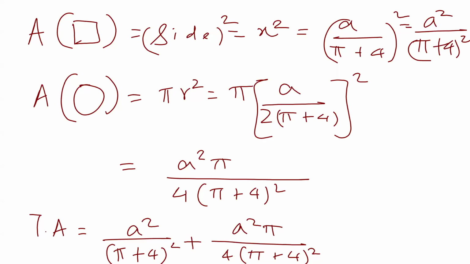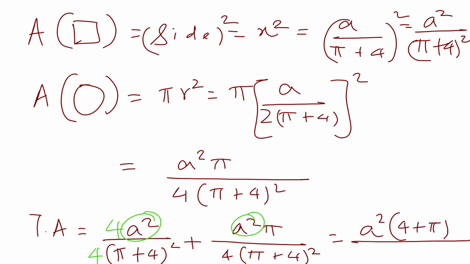So the first term you have to multiply and divide with 4 to get the LCM, and then take a square common. Okay. So a square (4 plus pi) upon 4 (pi plus 4) the whole square. One term will get cancelled, hence proved. You can take a look at the solution. Towards the end of the question, they are asking the total area is a square by 4 (pi plus 4).